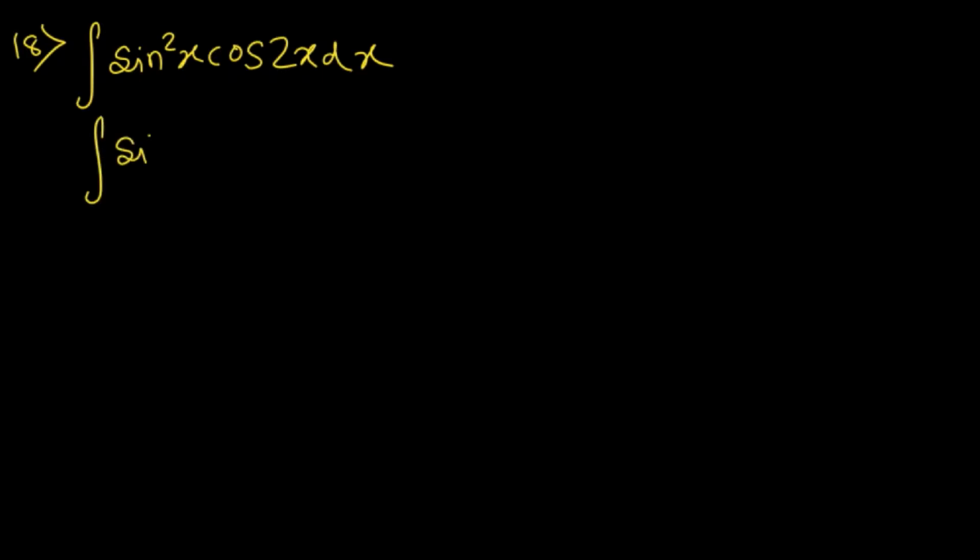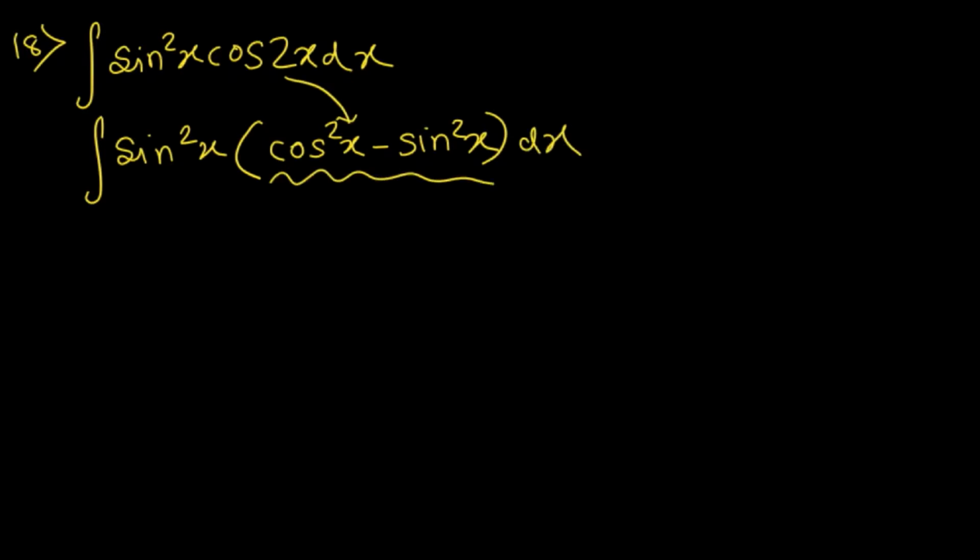18th sum. Integration of sin square x cos 2x dx. Sin square x cos 2x: cos 2x can be written as cos square x minus sin square x. This is a formula; cos 2x can be written as this.